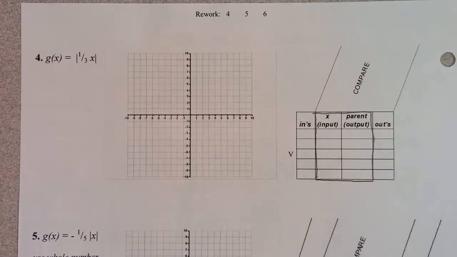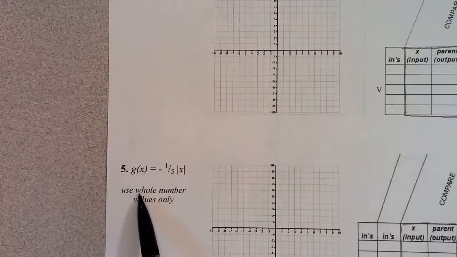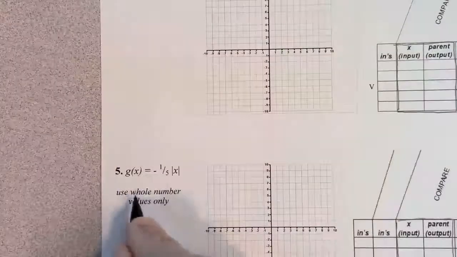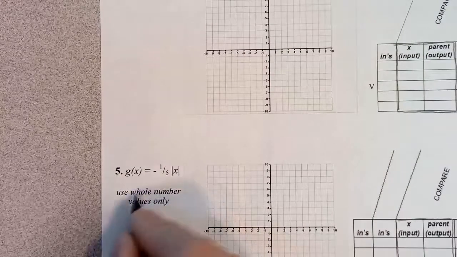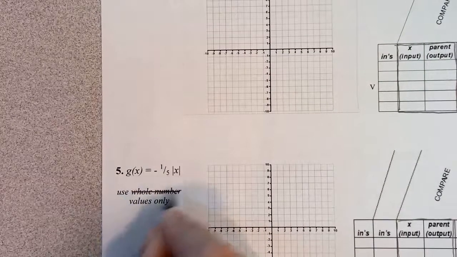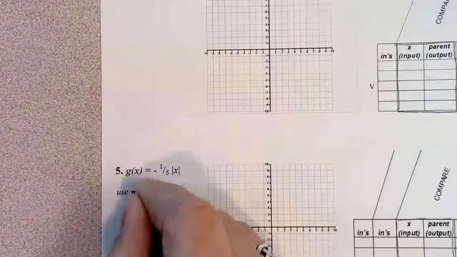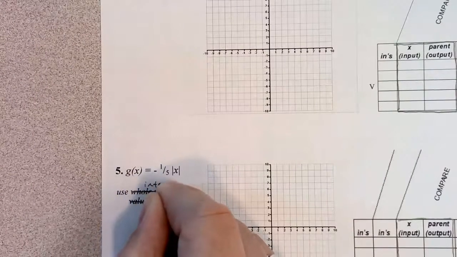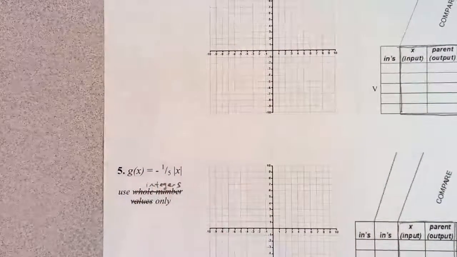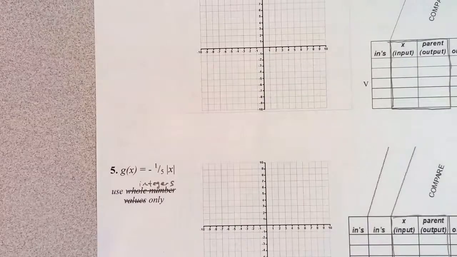Okay. Now I said whole number values here, but I meant integers, so you can actually change that. Use integers. Say rather whole number values. Use integers, since we had that big conversation about that. Integers only. That means whole numbers and its opposites, right?